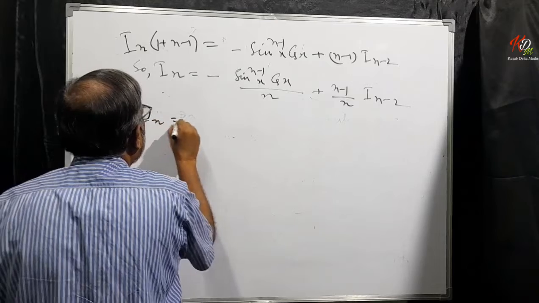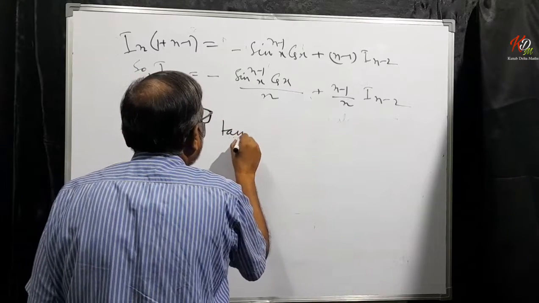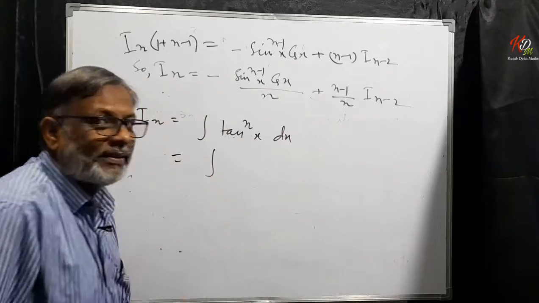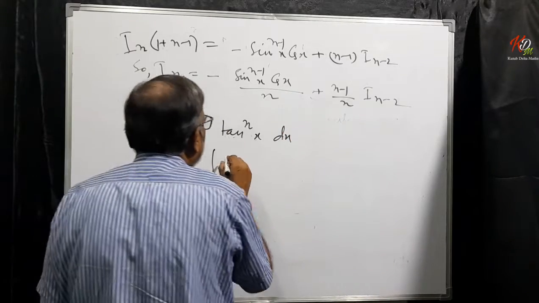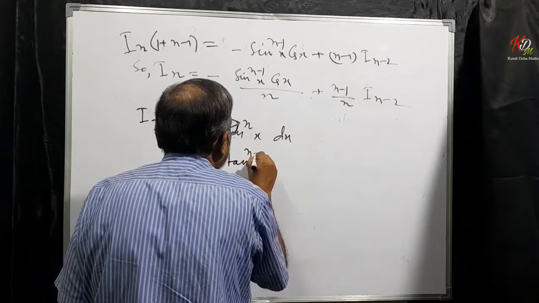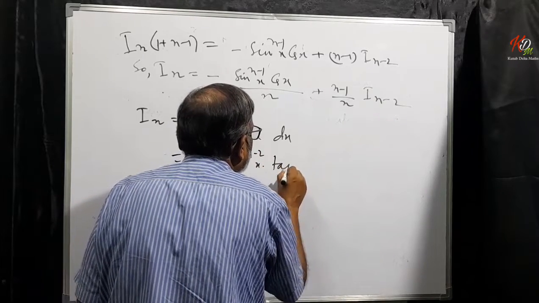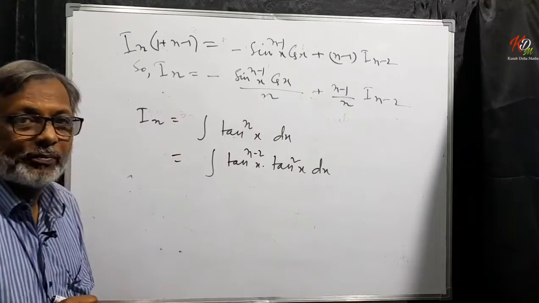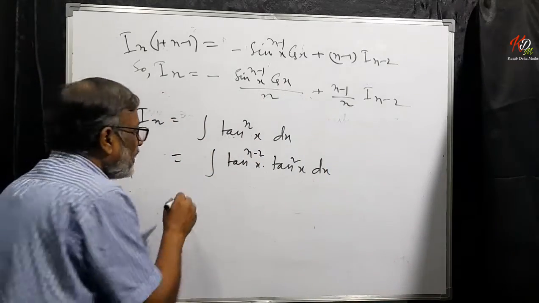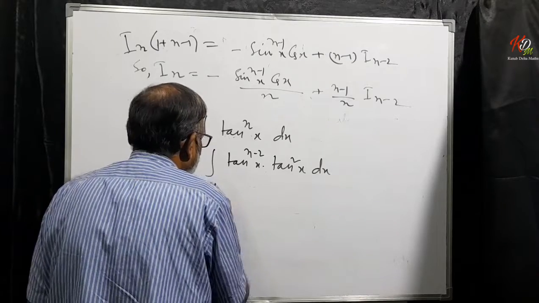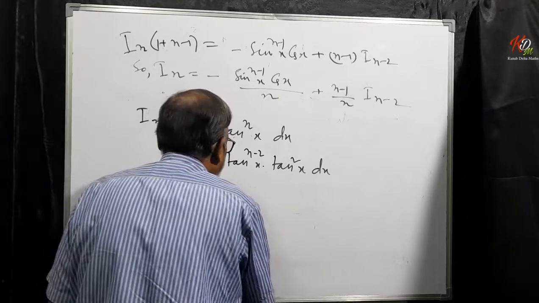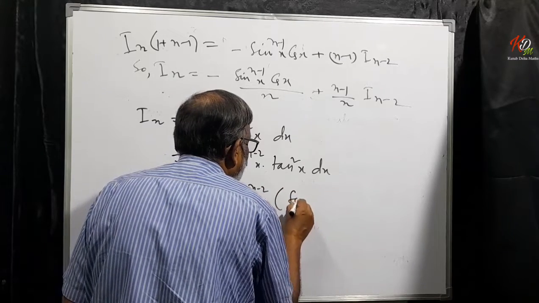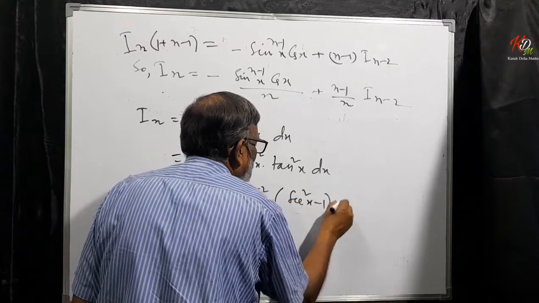So I_n, let integration tan to the power nx dx. Now breaking these functions into two functions as multiplication. So tan to the power n minus 2 x tan square x dx. Follow this class, viewers. Now tan to the power n minus 2 x tan square x, that means sec square x minus 1 dx.